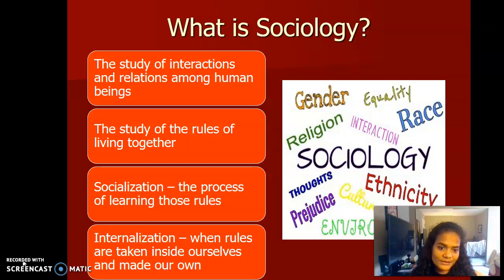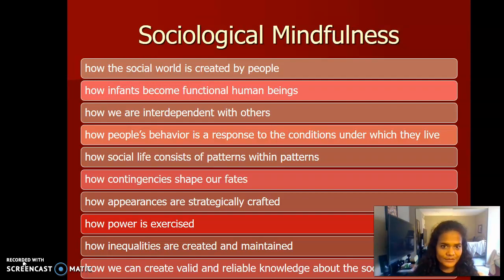And so the process of internalization is such that once you have internalized rules, they literally become parts of your personality. They become personality traits, right? And so it becomes a very unconscious process. You're not even necessarily thinking about it as much.